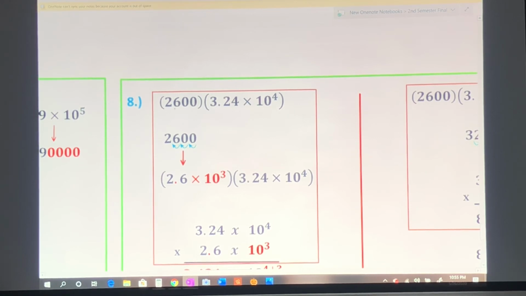They want you to multiply these numbers together. So when you multiply, you could take 2600 and make it into scientific notation. You're going to go from here, 1, 2, 3 places, 2.6 times 10 to the third power. And then you multiply 2.6 times 3.24, and I just switched the order. You multiply those together, and then you're going to multiply 10 to the third times 10 to the fourth power. When you multiply powers of the same base, you add the exponents.